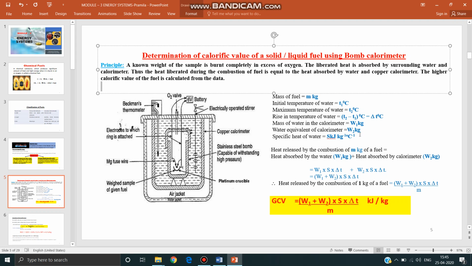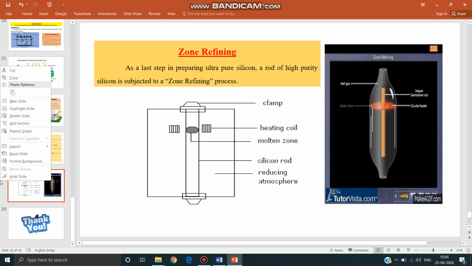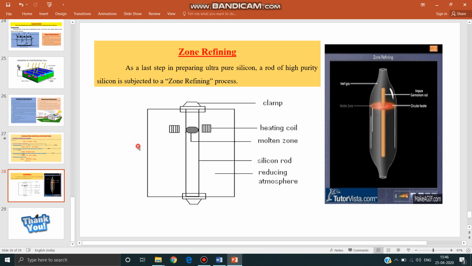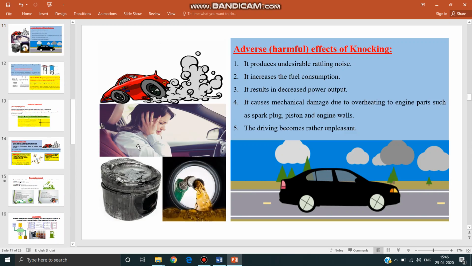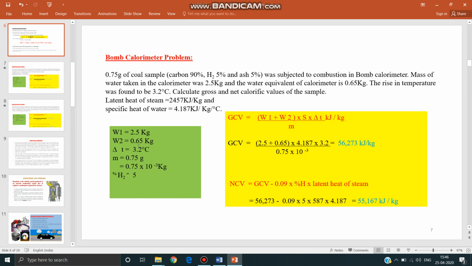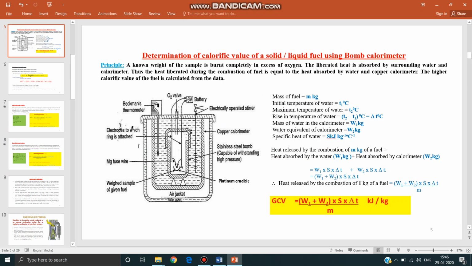What is water equivalent? The amount of water which could absorb the same amount of heat per degree rise in temperature as that of the copper calorimeter. So that is the water equivalent of the calorimeter.